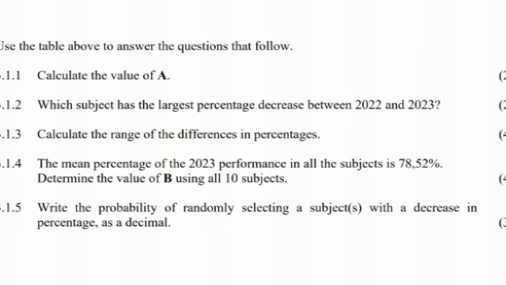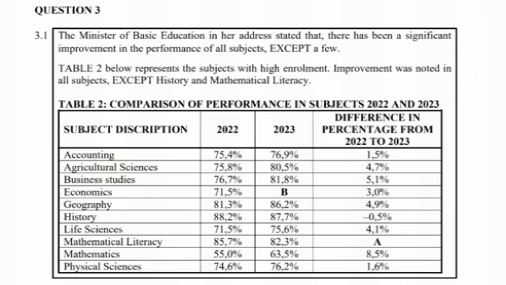In 3.1.4, it says the mean percentage of the 2023 performance in all subjects is 78.2%. Determine the value of B using all 10 subjects. So they have told me the mean, meaning they have calculated the mean, but what I don't have is the value of B, and I know that there's 10 subjects. So I'm going to use the formula of mean to calculate the value of B. If I was given B, to calculate my mean, I was going to add everything together, starting with 76.9 plus 80.5 and so forth, and then divide everything by 10 because we have 10 subjects there.